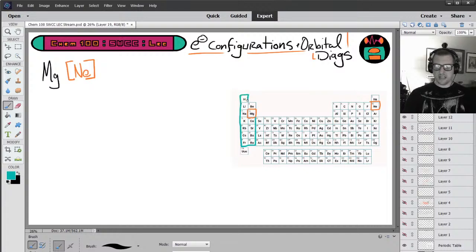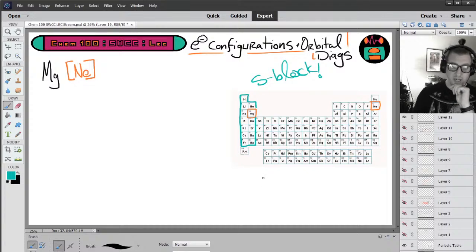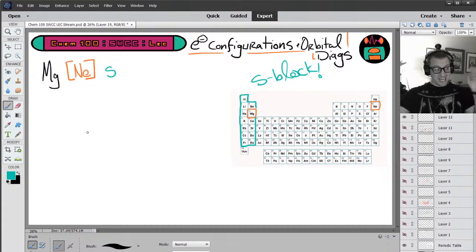This gets back to that thing we were talking about at the beginning of lecture. Magnesium is in the S block, which tells you that magnesium is going to have its highest energy electron in an S subshell. You're like, really? Yeah. The block that an element is in tells you where its highest energy electron is. The subshell that its highest energy electron is in.